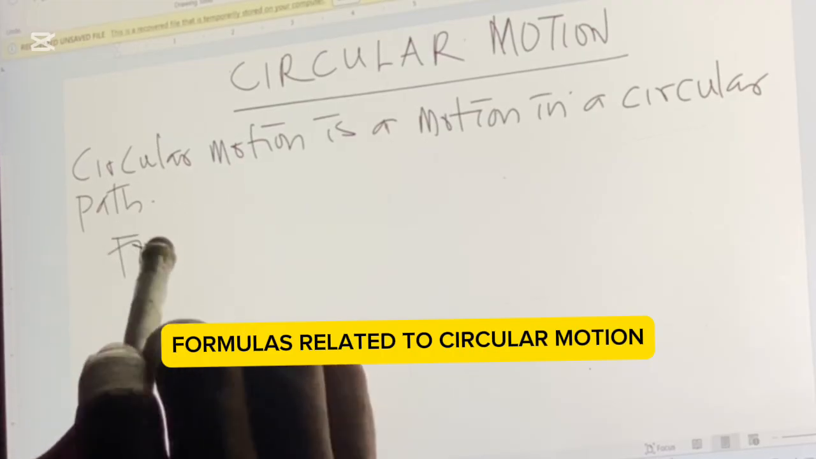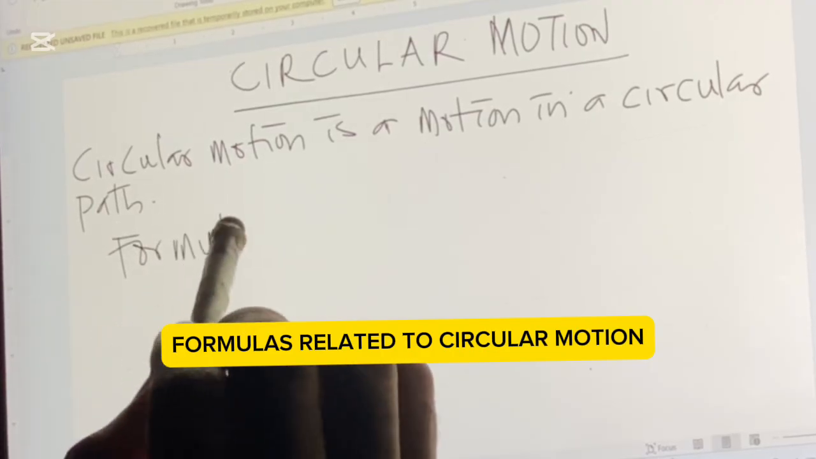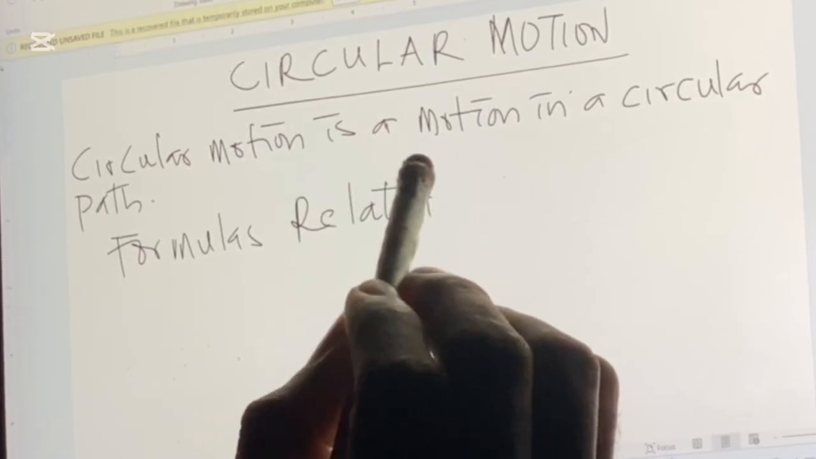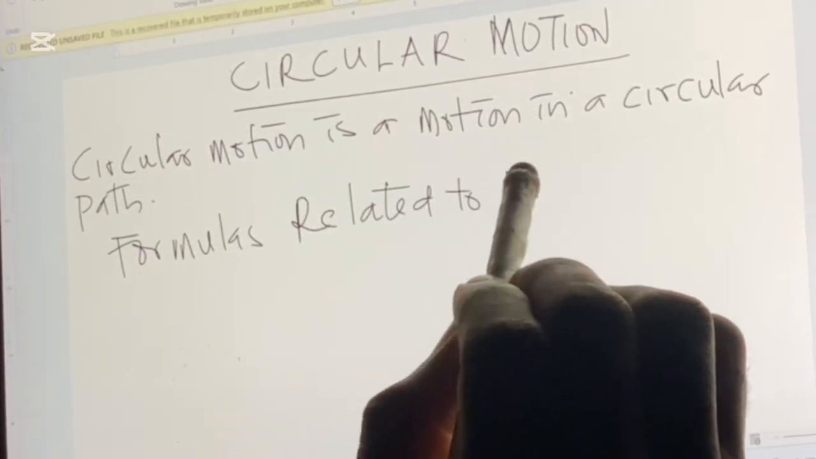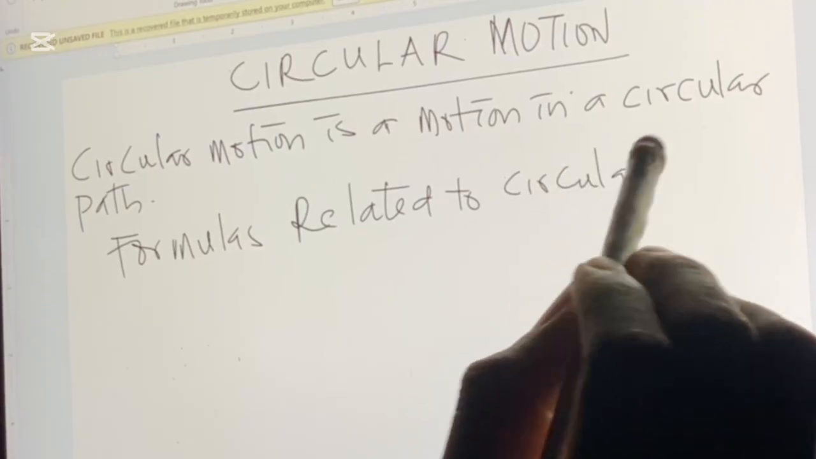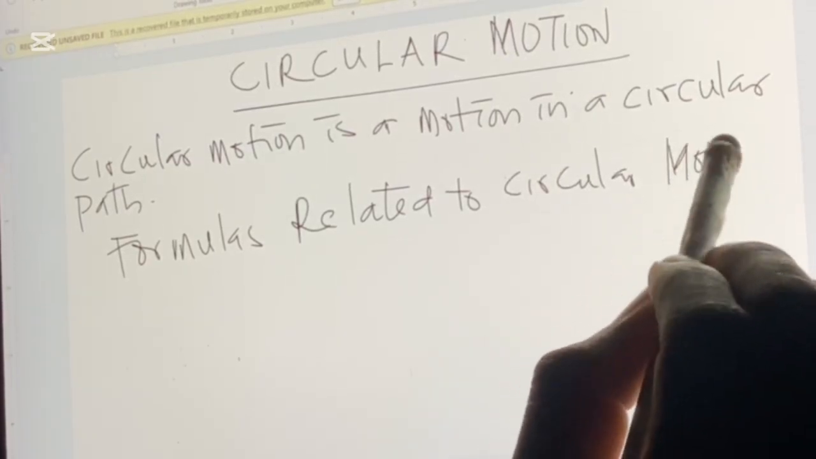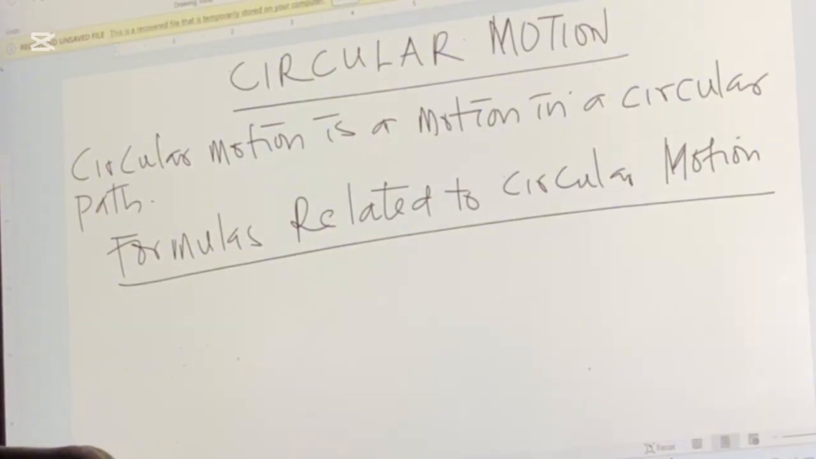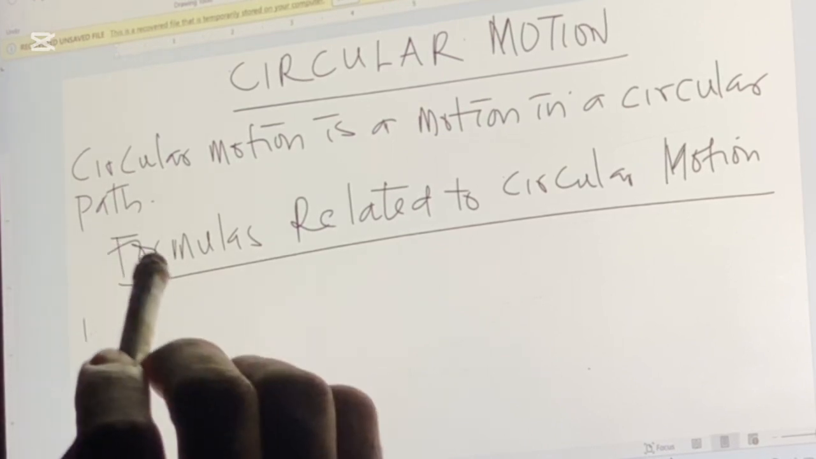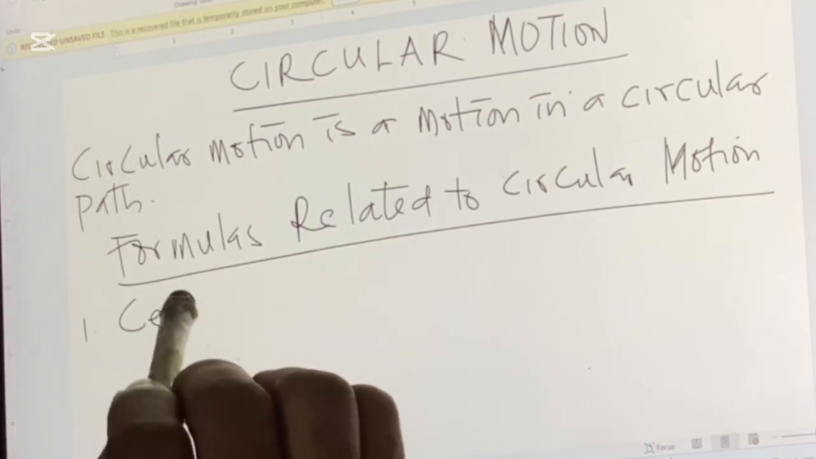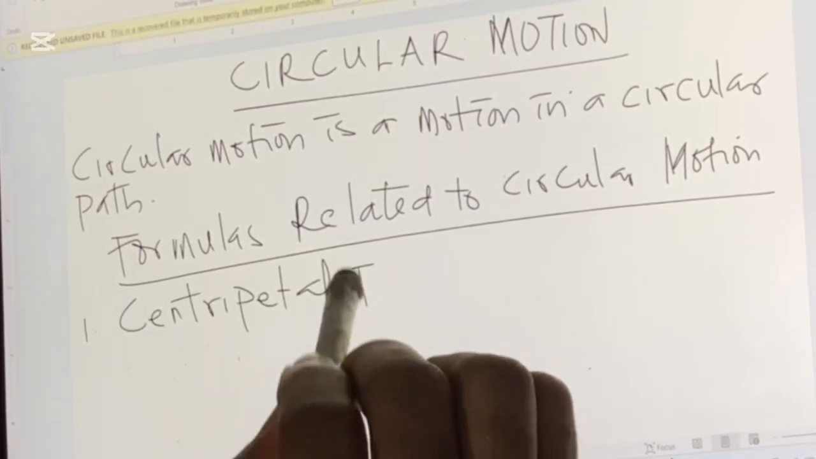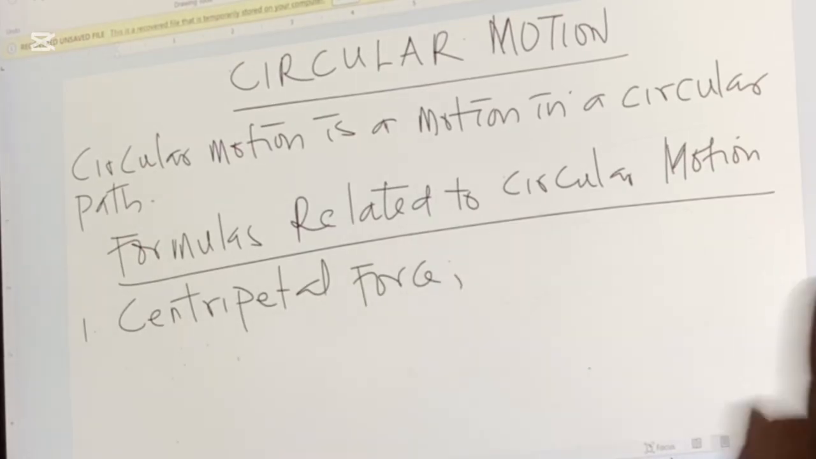Formulas related to circular motion. So let's list out the formulas related to circular motion. Number one, we have centripetal force. Centripetal force. Okay.